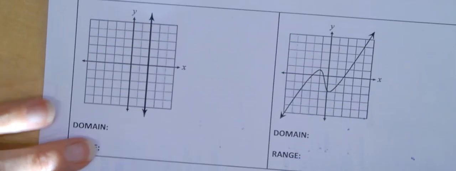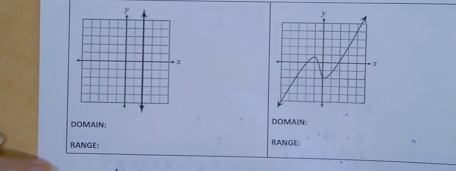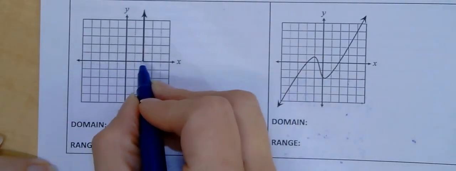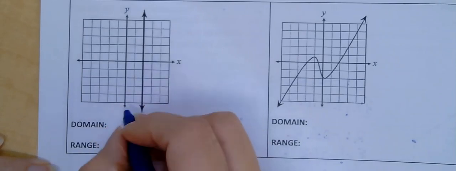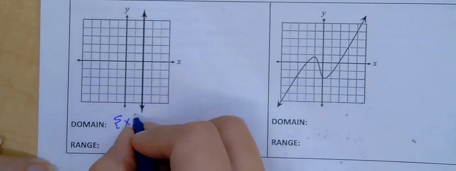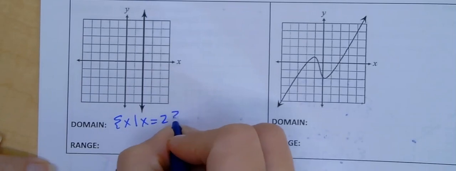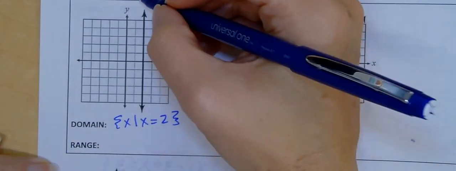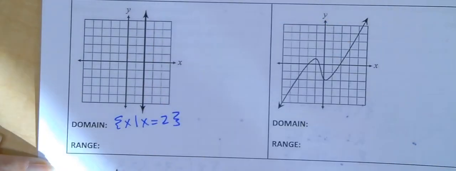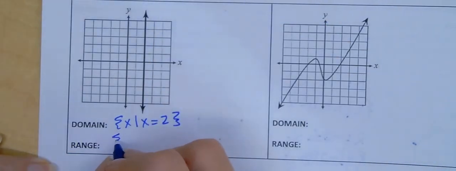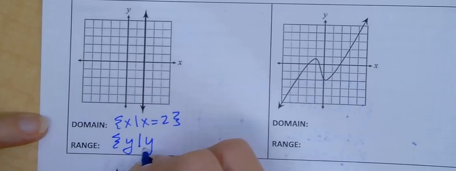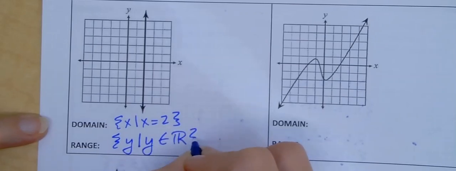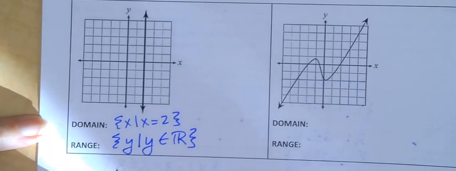And finally, for this guy, my domain, the only x I could possibly ever have is 2, right? So x such that x just equals 2. It's not a function, but it is a relation. But my range is anything. Any number could be used for y. So I'm going to say y such that y is an element of the real number system, or of course all real numbers. Infinite solutions for y.